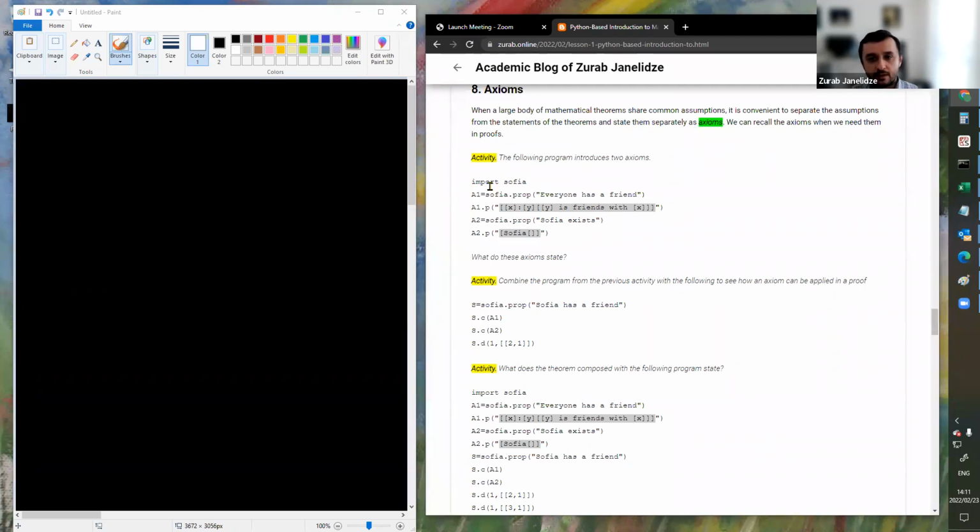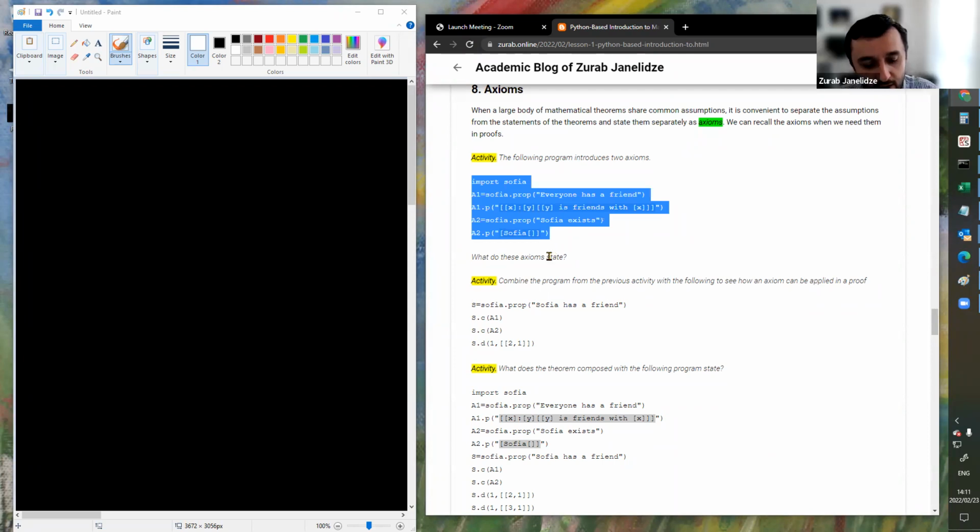So at the start of section 8, this activity that we have here gives us an illustration of how to create axioms in Sophia.